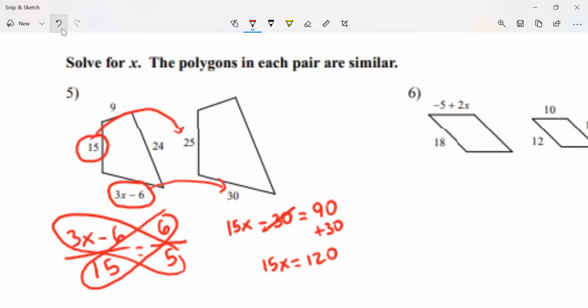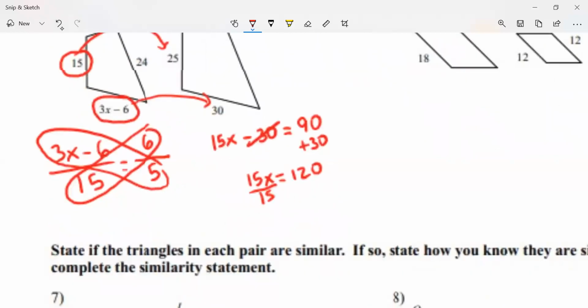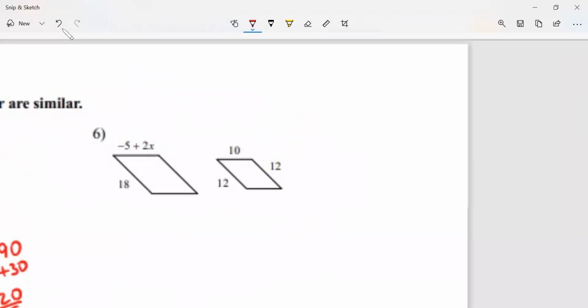And then to get the x by itself, let me divide by the number in front of x. So let me divide both sides by 15, because that way 15 divided by 15 is 1x. So I'm just going to write x there. Now 120 divided by 15 is 8. So x is equal to 8. Again, when you guys type in your answer, you don't have to type in x equals. I'm just expecting 8. Let's take a look at question number 6.